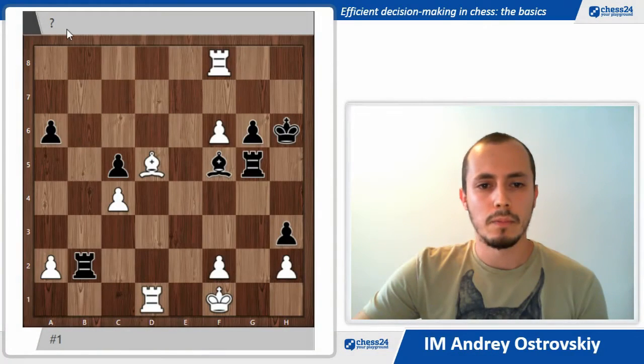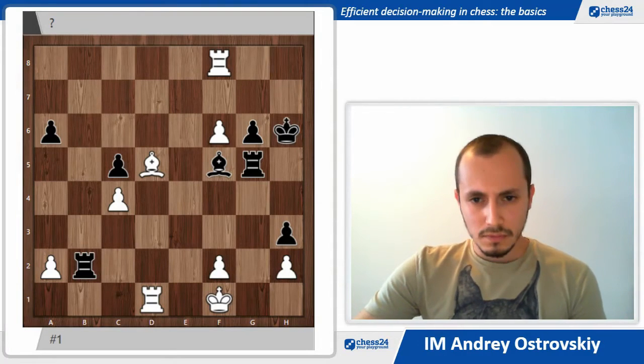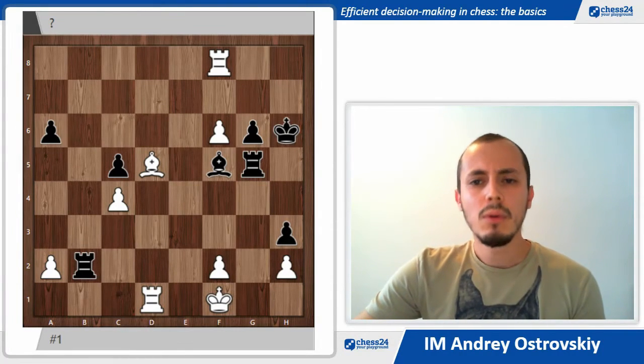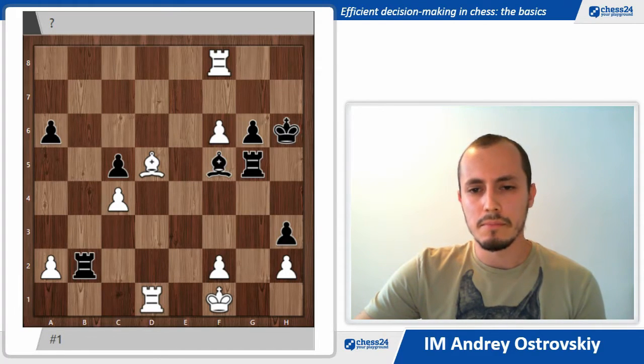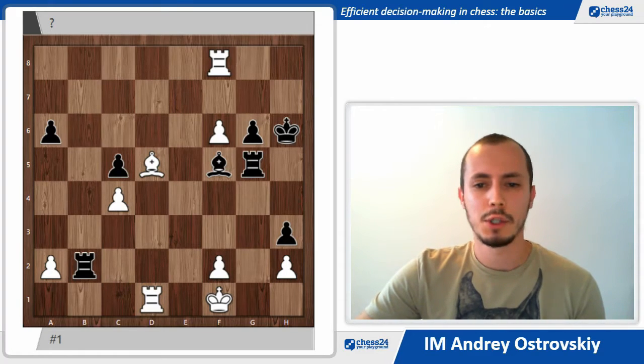And here we go. The first position is very simple. However, don't be afraid, not every position today will be this simple. We start with something easy, and then, one example after another, we will increase the complexity. So in this position, it is black's turn to move.